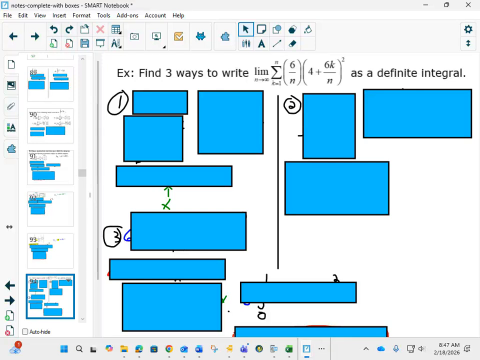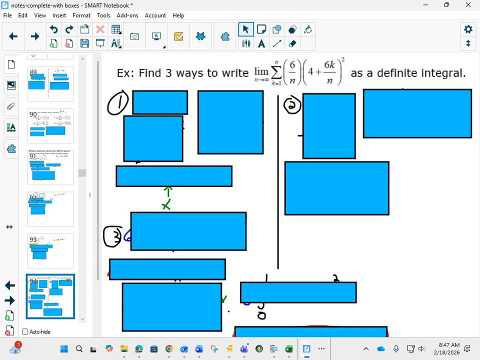So we're going to find three ways to write this as a definite integral. We're going to start with the obvious, and then we're going to realize that on a multiple choice, knowing the AP, they could give you something a little less obvious. Okay? The idea is as follows.